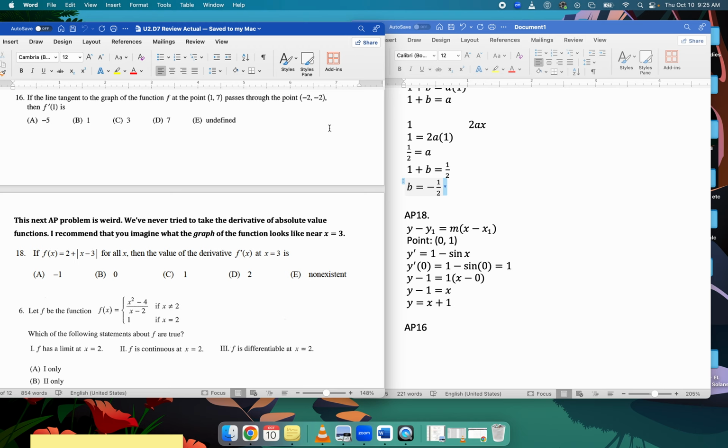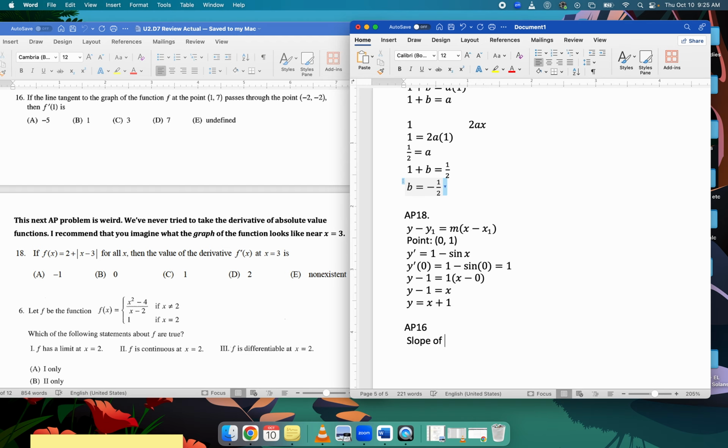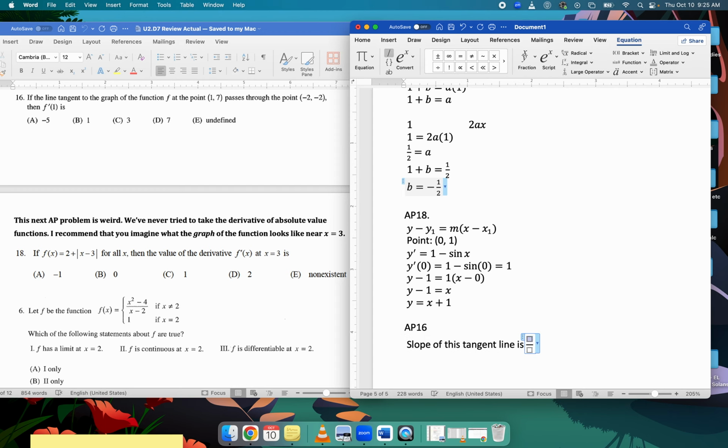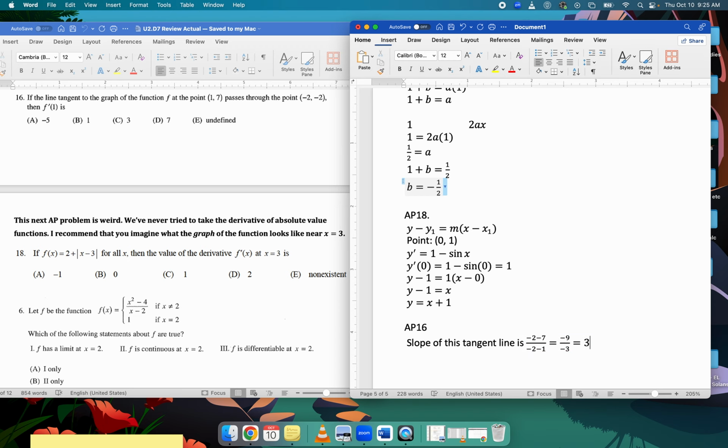So you can do rise over run, right? Like y2 minus y1 over x2 minus x1, that sort of thing. So the slope of this tangent line is y2, which is negative 2, minus y1, which is 7, over x2, which is negative 2, minus x1, which is 1. That's going to be the slope. So that's negative 9 over negative 3, which is just 3.